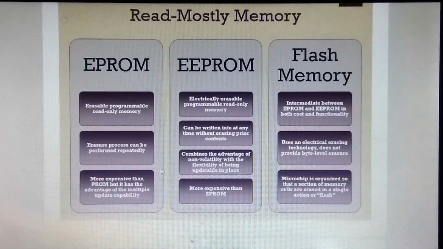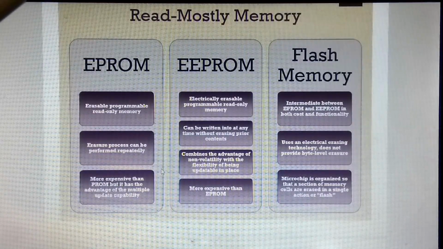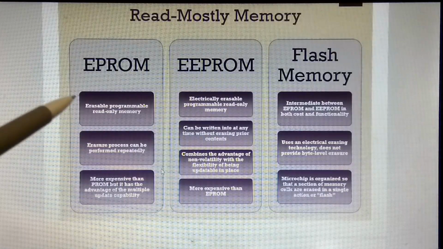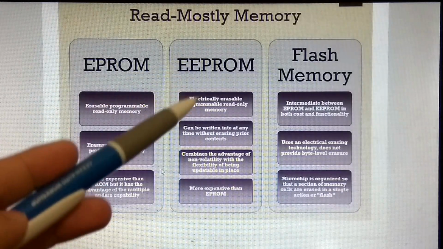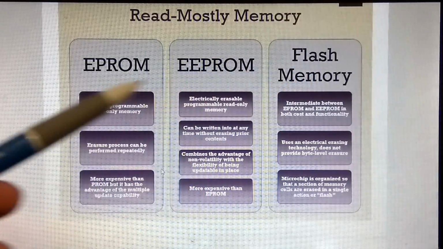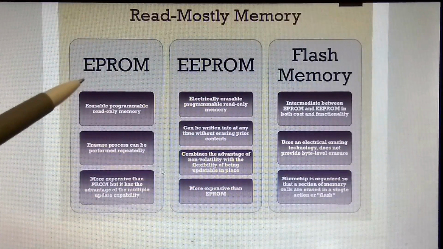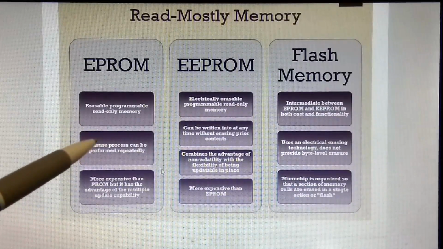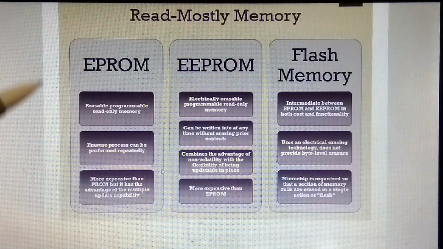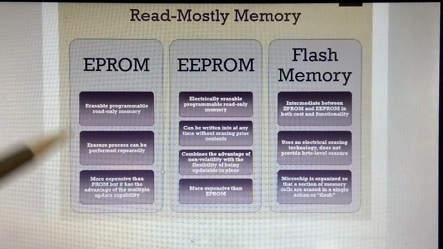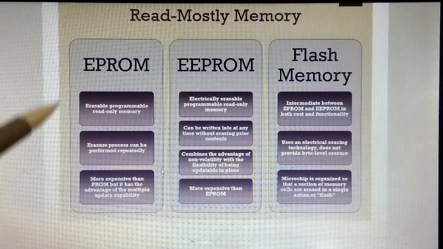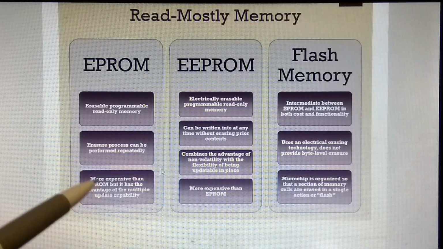Next, we'll talk about read-mostly memory. Read-mostly memory contains the erasable programmable read-only memory, electrically erasable programmable read-only memory, and flash memories. For the EPROM, the erasing process can be performed repeatedly, which means we can keep on updating our data. It's more expensive than the PROM, but it has the advantage of multiple update capability.